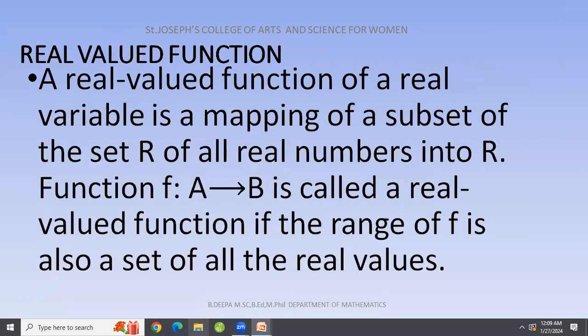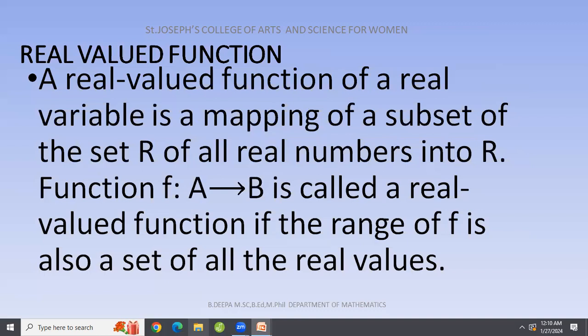The next topic is real valued function. We know that natural numbers are a subset of whole numbers, whole numbers are a subset of integers, integers are a subset of rational numbers, rational numbers and irrational numbers are subsets of real numbers, and real numbers are a subset of complex numbers.